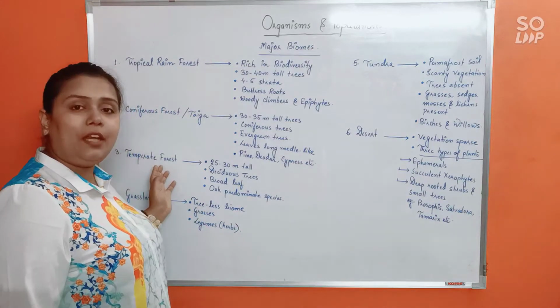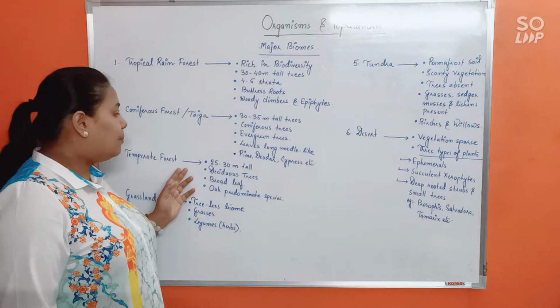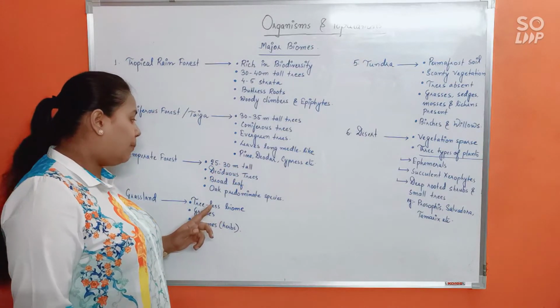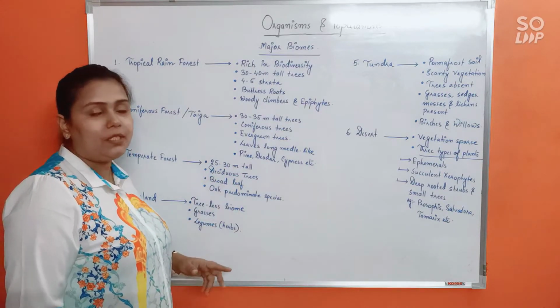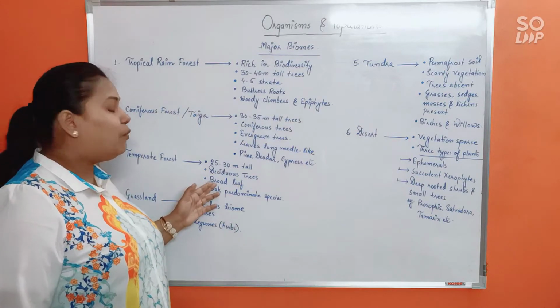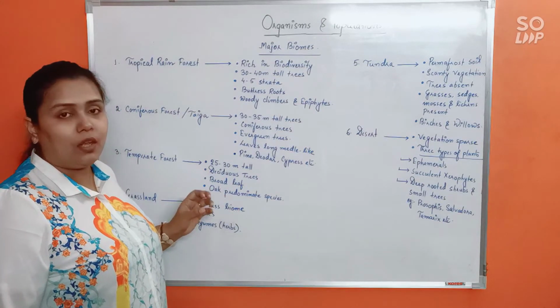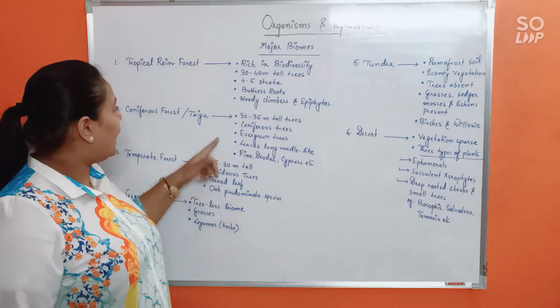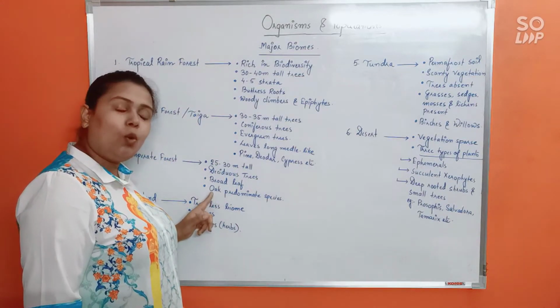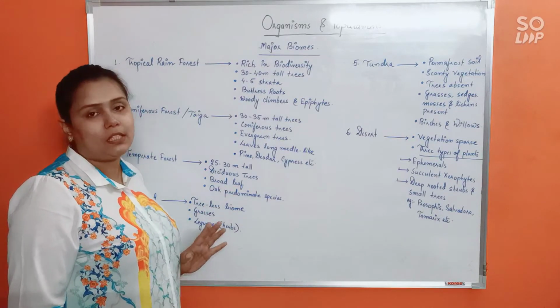Next, temperate forest. Temperate forest, 25 to 30 meter tall trees are present. Deciduous trees means they will be shedding their leaves in winter and they would be possessing broad leaves. Now they are going to possess broad leaves, unlike in case of coniferous forest. And oak. Oak is the most predominant species.